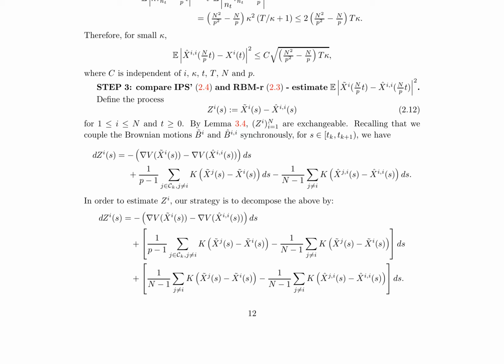Finally, combining the results from the previous steps, the authors obtain an O(square root kappa plus 1/square root n) upper bound for the distance between RBM-r and IPS. This indicates that the RBM-r approximates the IPS well when both the time step size kappa and the number of particles n are large enough. The paper also discusses the limitations and assumptions of the analysis, as well as potential future work directions.